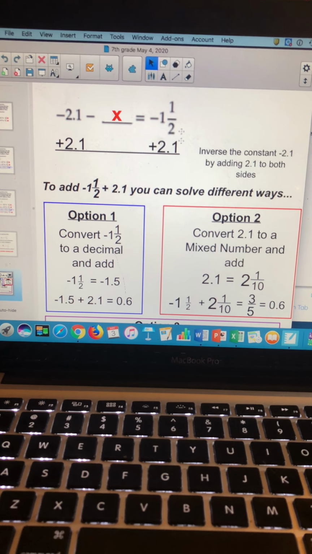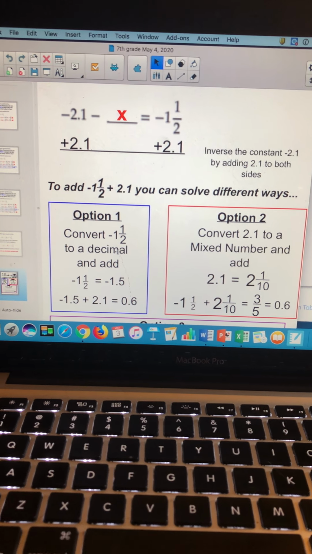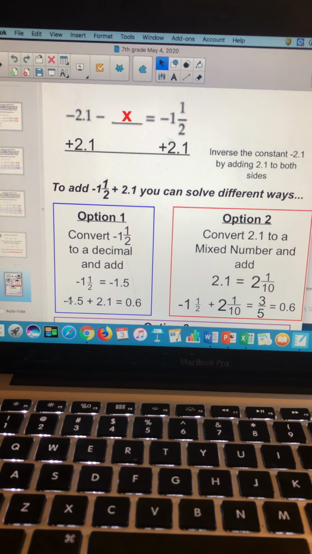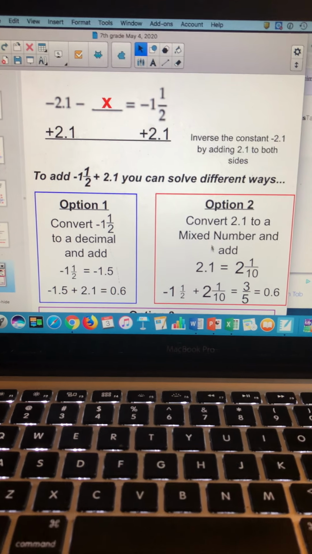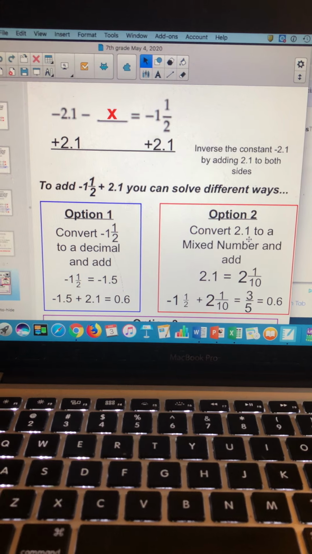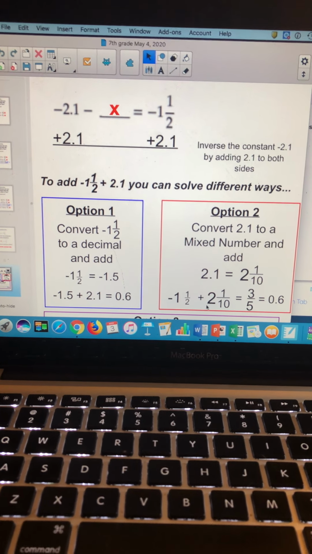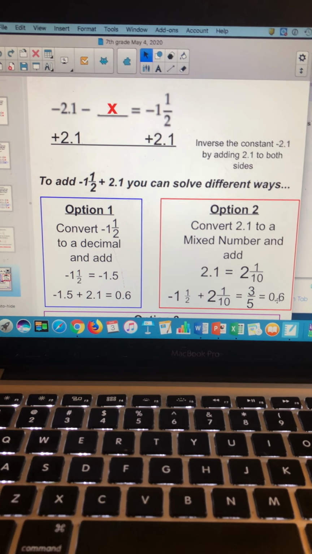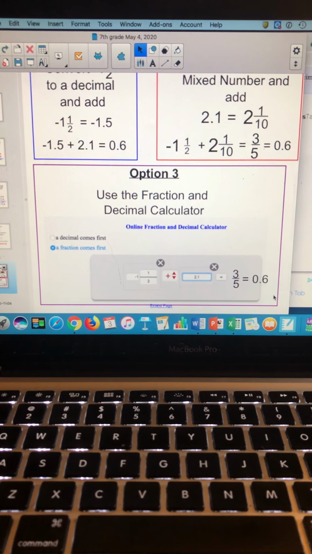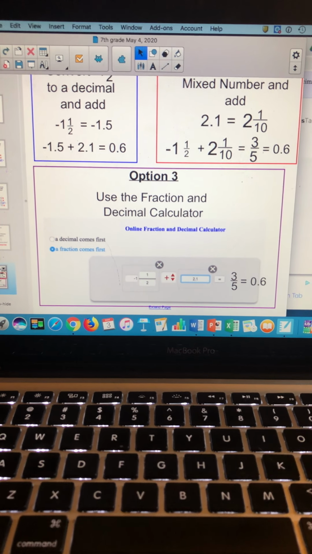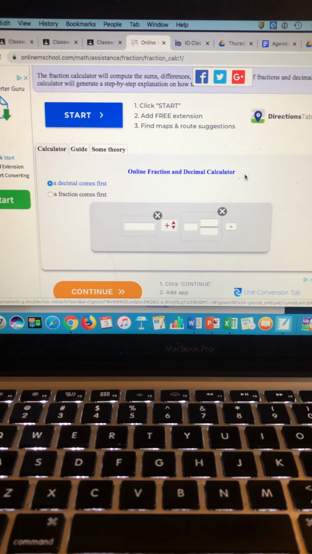To combine negative 1.5 and 2.1, you can do that a few different ways. One is you can convert negative 1.5 to a decimal and then add negative 1.5 to 2.1 and get 0.6. The other way is you can convert 2.1 to a mixed number, which would have been 2 1/10, and then add the 2 mixed numbers together and still get 0.6. The other way is you could use your fraction to decimal calculator, and I model this here. This is the website that I told you about before. If you click on the link, you're going to see a fraction and decimal calculator.